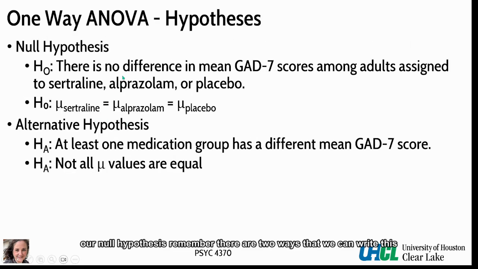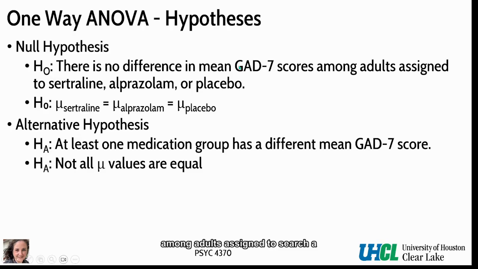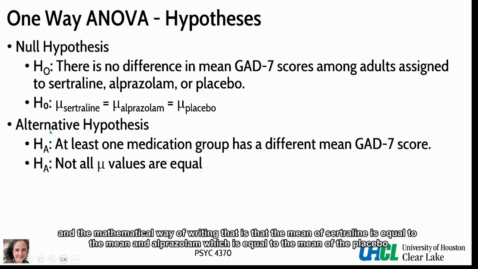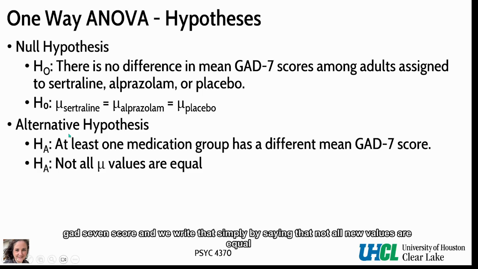Our null hypothesis, remember there are two ways that we can write this. We can write it using words or we can write it using mathematical notation. The first one simply says for our null, there's no difference in mean GAD-7 scores among adults assigned to sertraline, alprazolam, or placebo. And the mathematical way of writing that is that the mean of sertraline is equal to the mean of alprazolam, which is equal to the mean of the placebo. And then our alternative says that at least one medication group has a different mean GAD-7 score. And we write that simply by saying that not all mu values are equal.